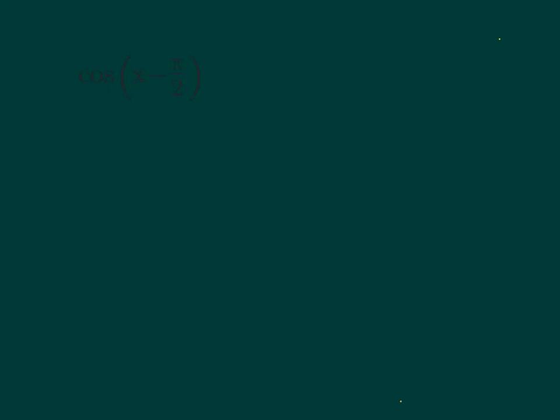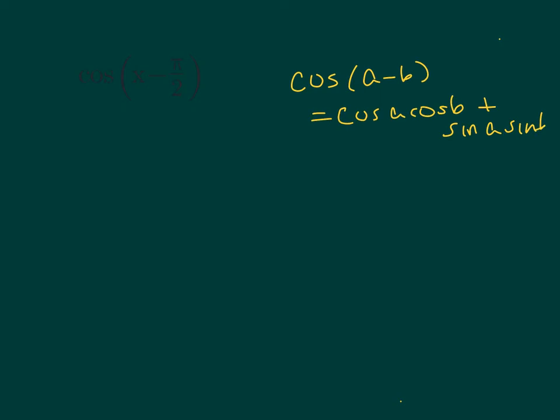To simplify cosine of x minus pi over 2, we are going to use the property cosine of a minus b, just one of our sum and difference formulas, which is equal to cosine a cosine b plus sine a sine b. So cosine of x minus pi over 2 we can write as cosine x cosine of pi over 2 plus sine x sine of pi over 2.